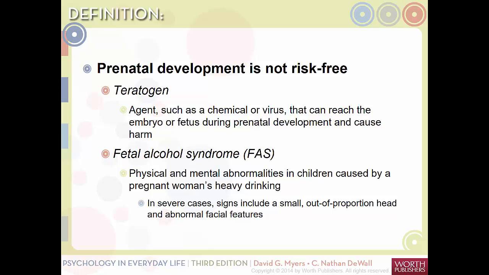Prenatal development is not free. 1 in 5 boys are born with autism. 1 in 75 girls are. Teratogens can cause problems for the unborn child.